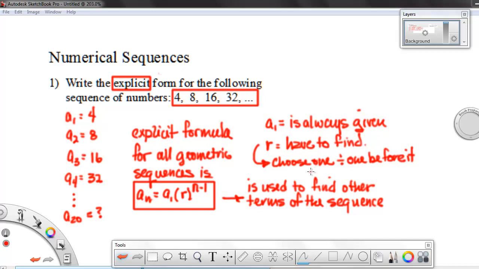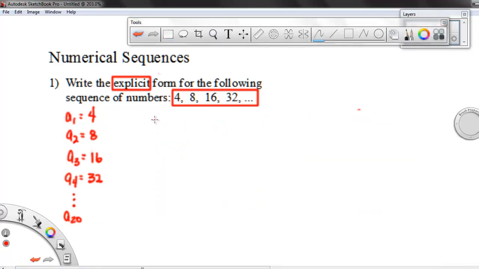I don't know if you remember this from earlier in the year when we were doing exponential equations. We would always have to find r, and I think we'd call that the growth factor. But the idea is that you would choose one member of the sequence and divide by the one before it. We use this general formula, A of n equals A1 times r to the n minus 1, to write the explicit formula. In the second part of this video, we'll be writing the explicit formula for this sequence.